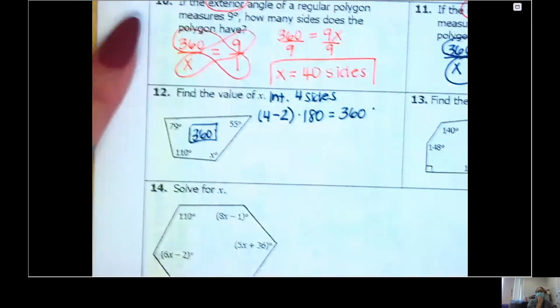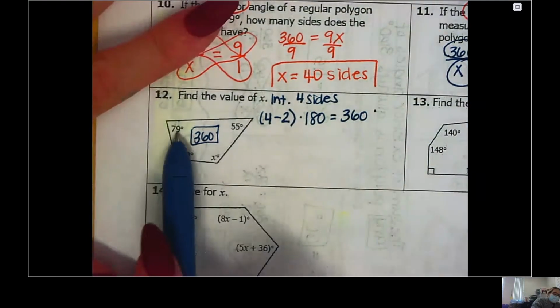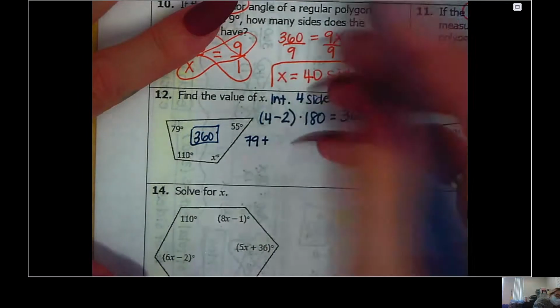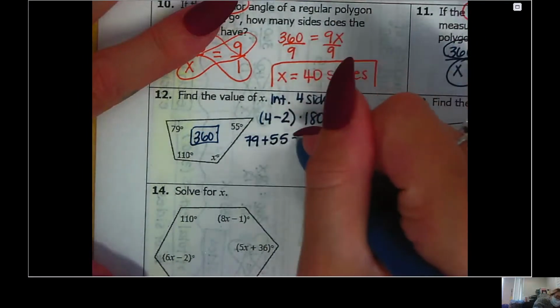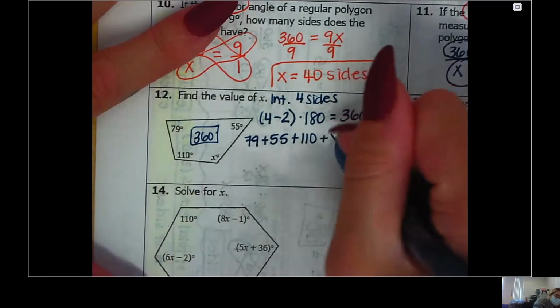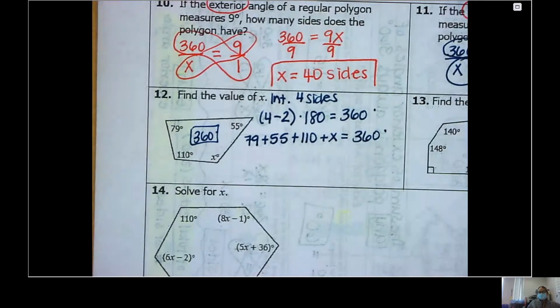360 degrees. So I'm going to write it like an algebra problem. Super easy. I'm just going to add everything together and set it equal to 360. So I'm going to add 79 plus 55 plus 110 plus x, and I set it equal to the whole total, which is 360. Okay, now it's just algebra.